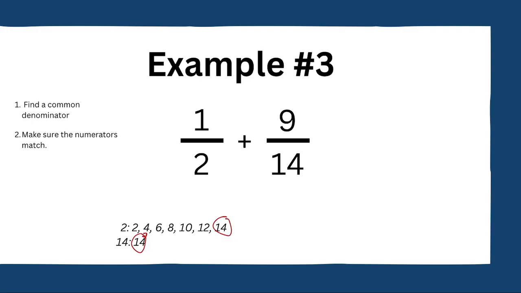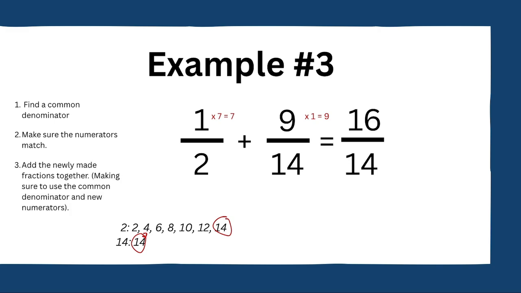And the second step is to make sure that the numerators match. So I'm going to do my 1 times 7, that equals 7, and I'm going to do my 9 times 1, that equals 9. I'm actually going to add those together. And when I do that, I get 16, and I'm going to use my common denominator, 14.